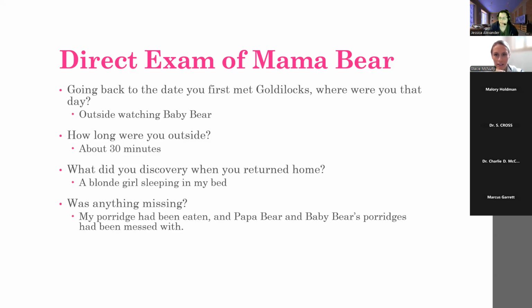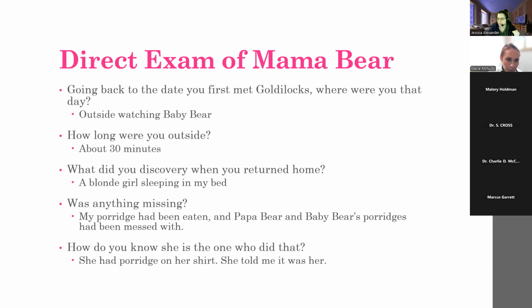So, was anything else missing? Was anything missing, misplaced, anything like that? Her porridge had been eaten. Their porridges had clearly been taste-tested, messed with. How do you know Goldilocks is the one who did that? She had porridge on her shirt. Couldn't have been anybody else. And she told me it was her. So there are some examples of questions you might want to ask her.